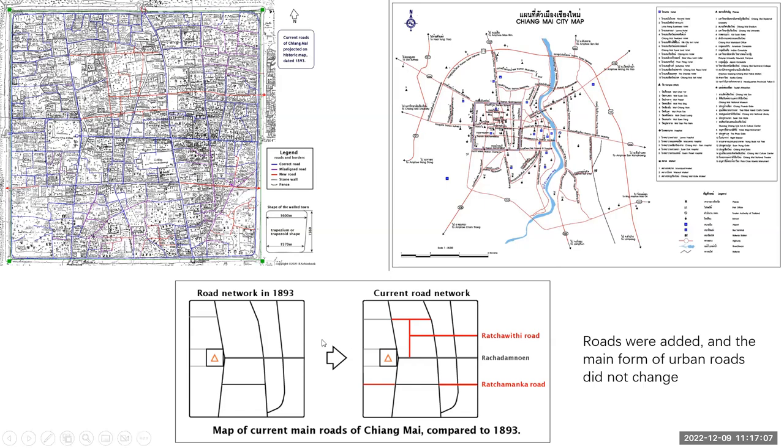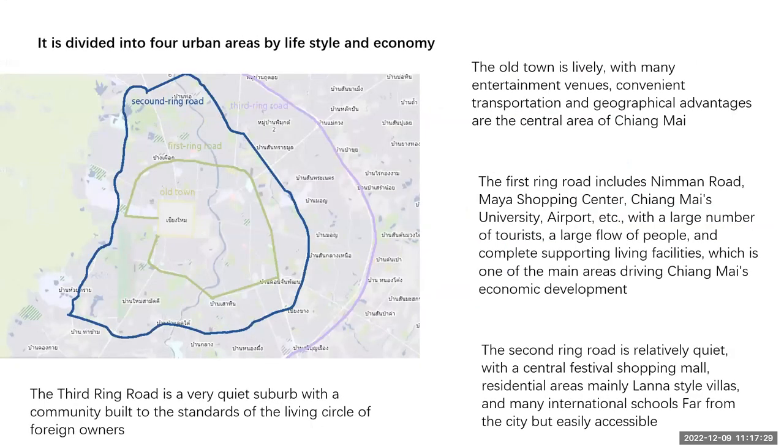And we can see that from 1893 to right now the road network has some planning, but the urban road didn't change and just has some main areas from last time. And also we found some of the city developments from the road.